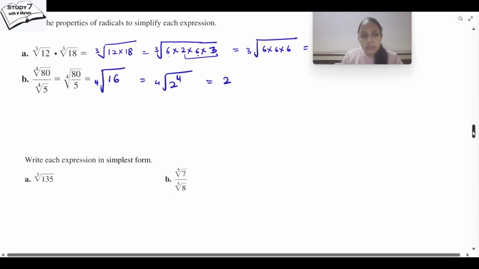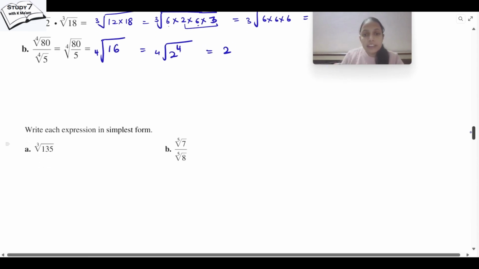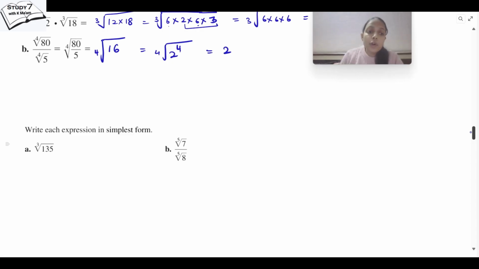Okay, next it says write each expression in simplest form. Cube root of 135. I can break 135 as 27 into 5, 27 multiplied by 5.